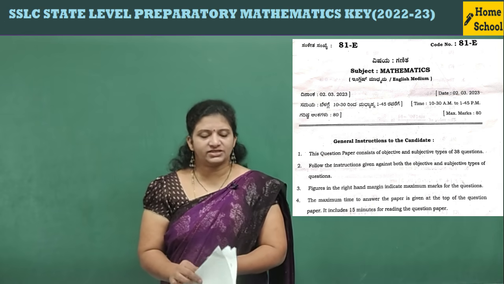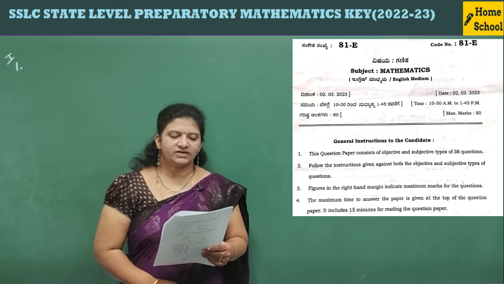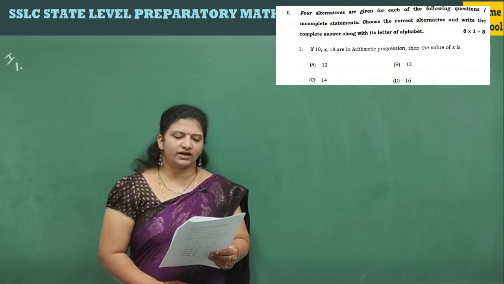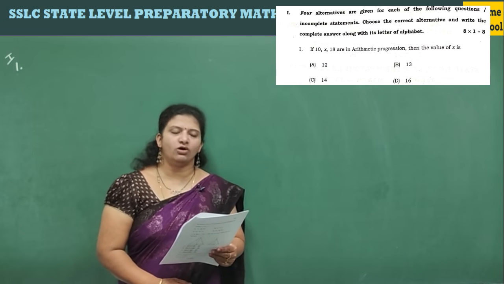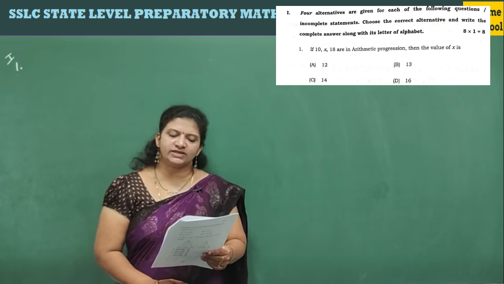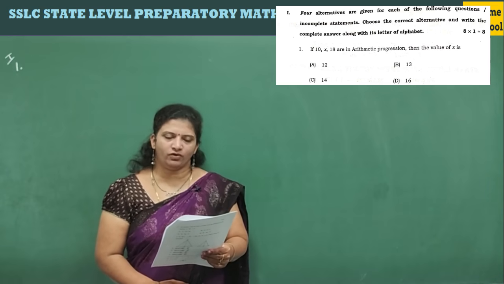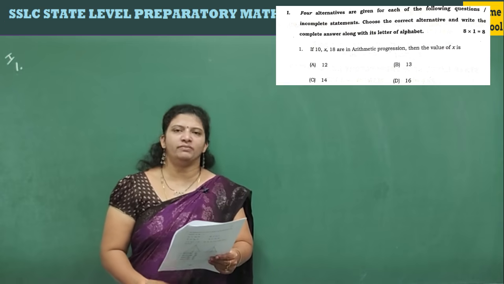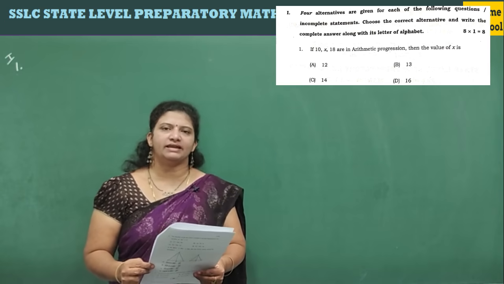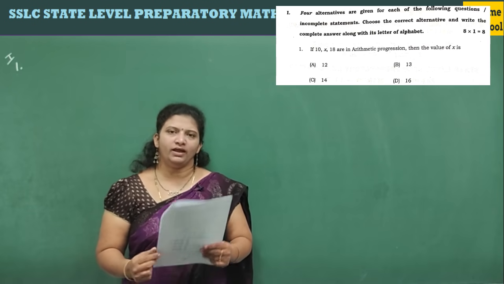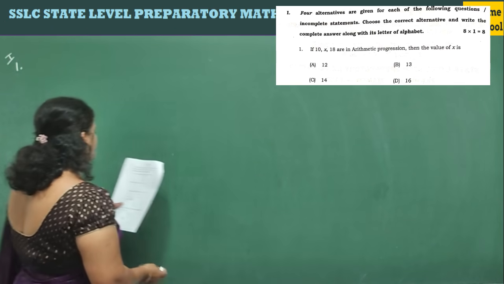First page, you can see general instructions. First main, 4 alternatives are given for each of the following questions or incomplete statements. Choose the correct alternative and write the complete answer along with its letter of alphabet. In this main, you will be having 8 questions. Each carries 1 mark, 8 into 1, 8 marks. So let's see the first one.